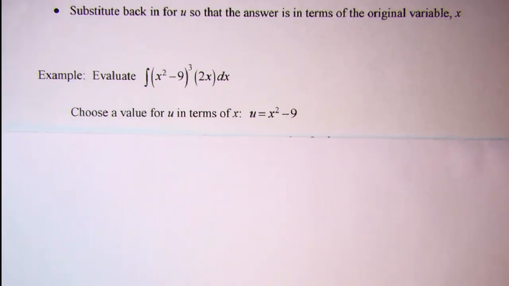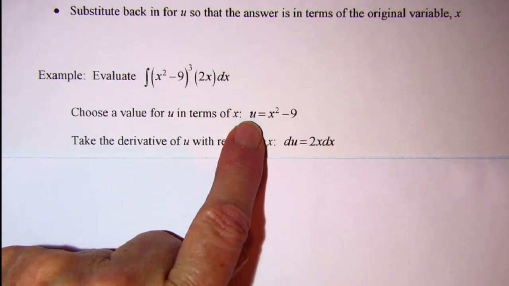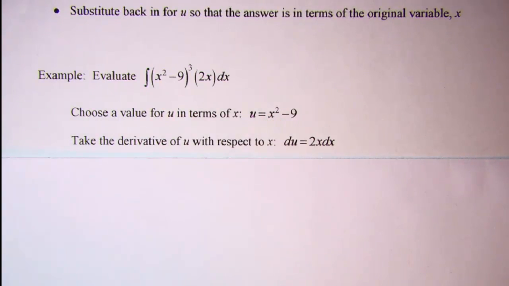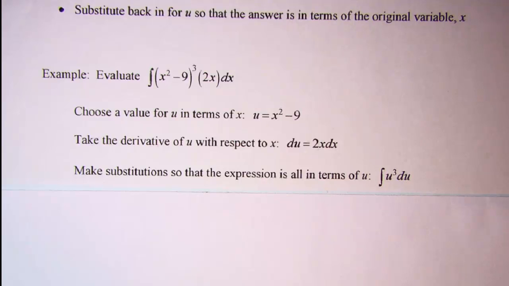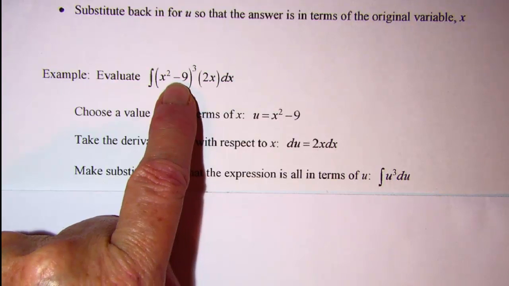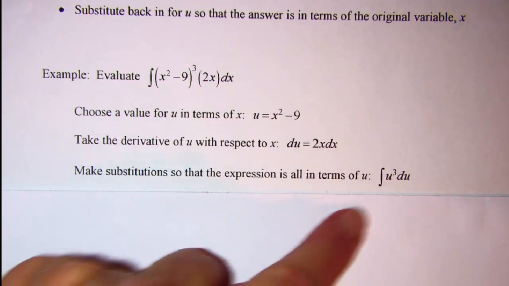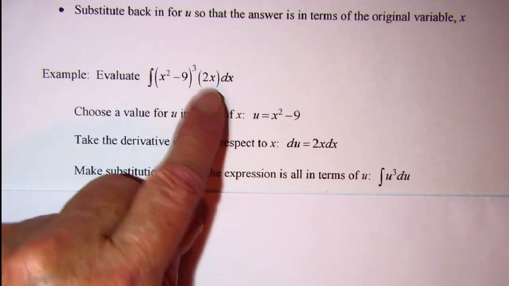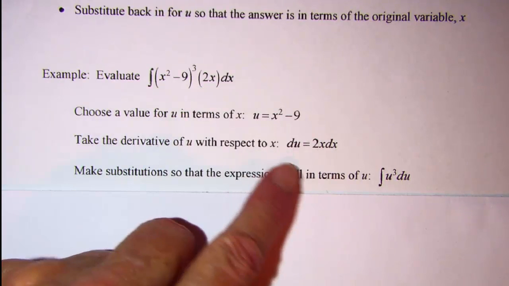Our next step is to take a derivative of that. So then we have du is equal to 2x dx. Then we're going to make substitutions. So in place of this expression, we're going to put a u. So we have the integral of u cubed, which we're writing there. And then the 2x dx, which is right here, we're going to sub in du for that.